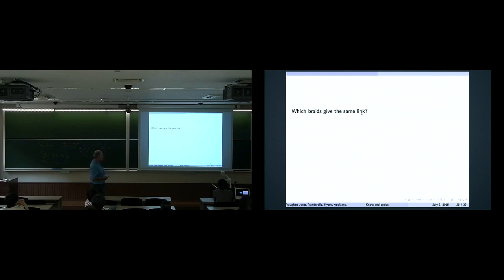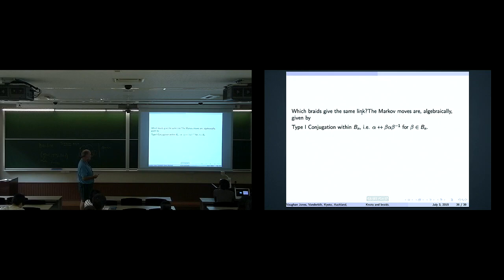We know that we can get any link as a closed braid. The question is, when do two braids actually give the same link? You can get the same link in lots of different ways. And the answer is by these so-called Markov moves, which come in two kinds, which have a very nice group theoretic flavor.